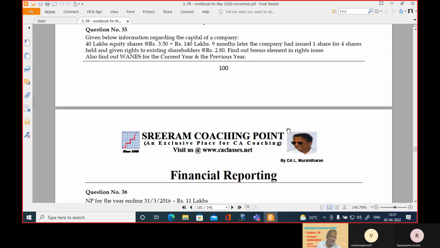So question number 35, page number 100. Given below is information regarding the capital of a company: 40 lakh equity shares at the rate of rupees 3.50, 140 lakhs. 9 months later, the company issued a 1 for 4 rights issue to existing shareholders at the rate of rupees 2.80. Find out the bonus element in the rights issue. Also find out the weighted average number of equity shares for the current year and the previous year.